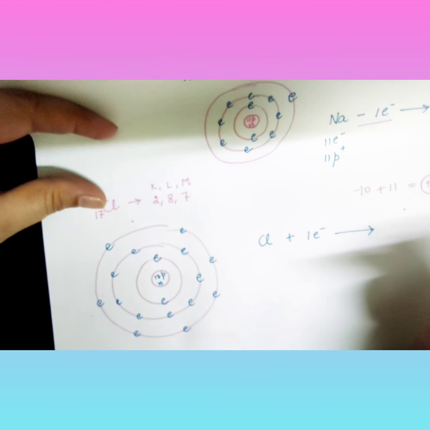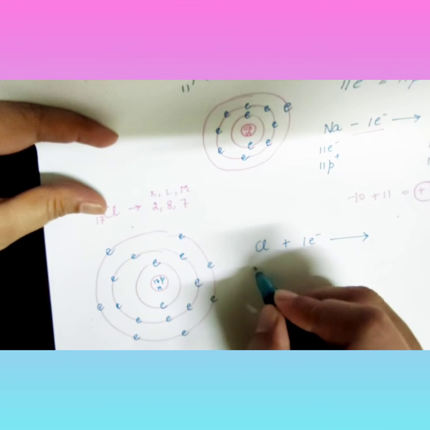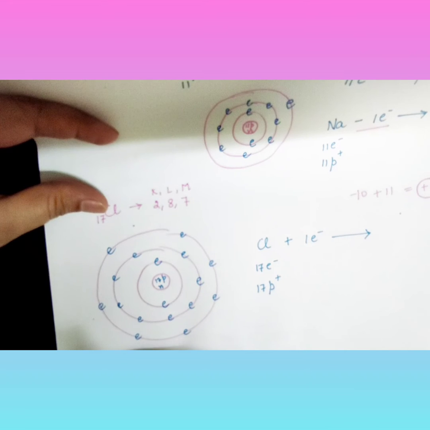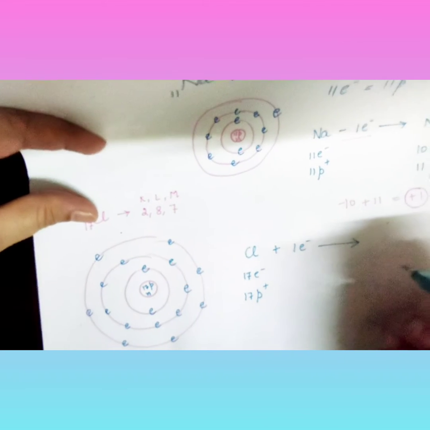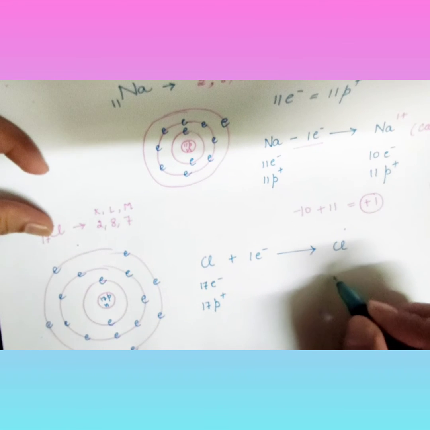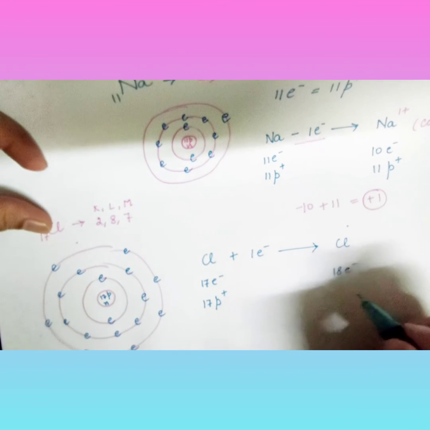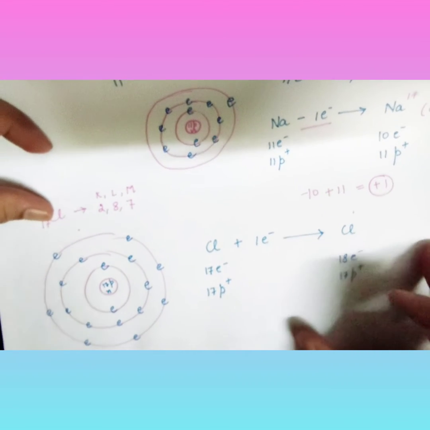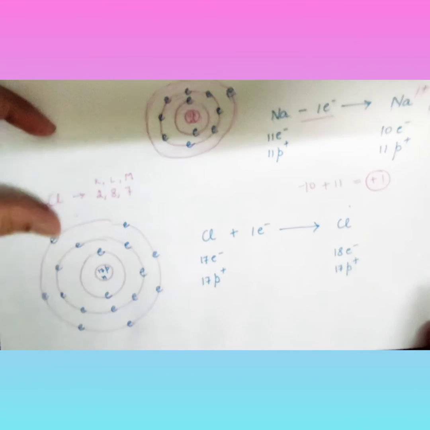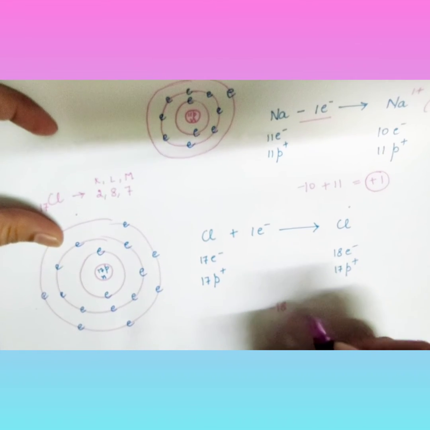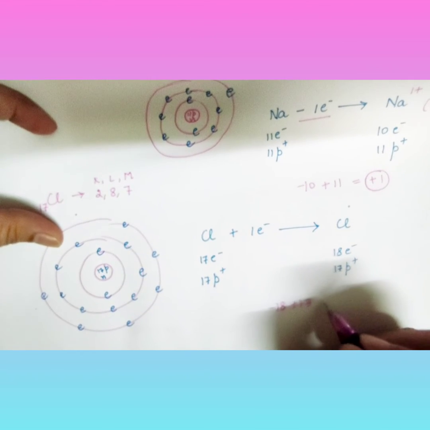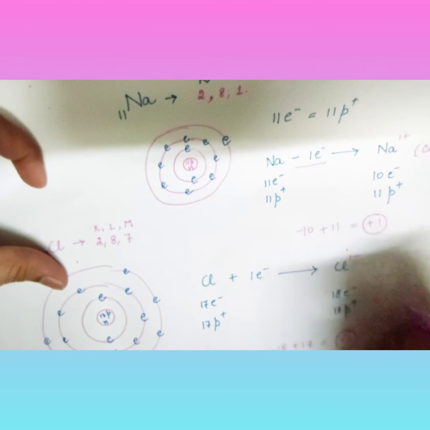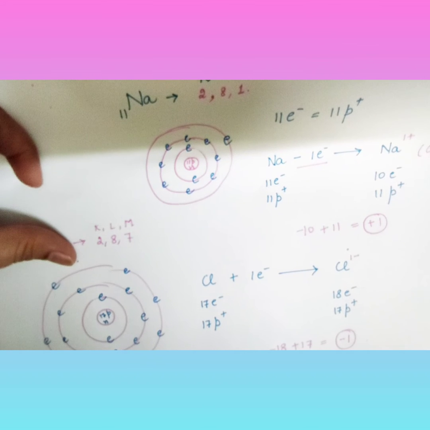Now we will be again finding the charge on chlorine. Let's see. Earlier chlorine was having 17 electrons and 17 protons. So net charge was 0, but now it has gained 1 electron. So what is the condition of chlorine now? Chlorine is having 18 electrons and 17 protons. So now let us find out the net charge on chlorine atom also. That is minus 18 plus 17. Here it will become minus 1. So this 1 negative will be the charge on this chlorine atom.